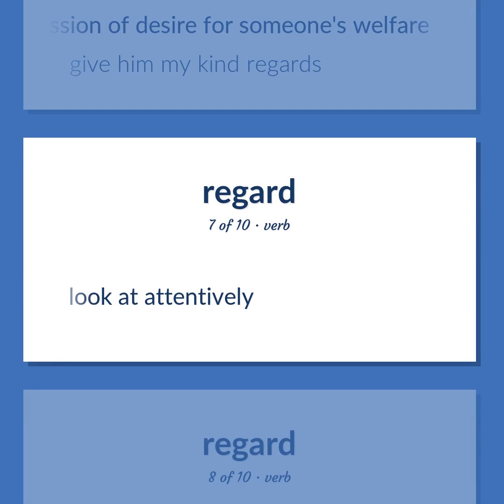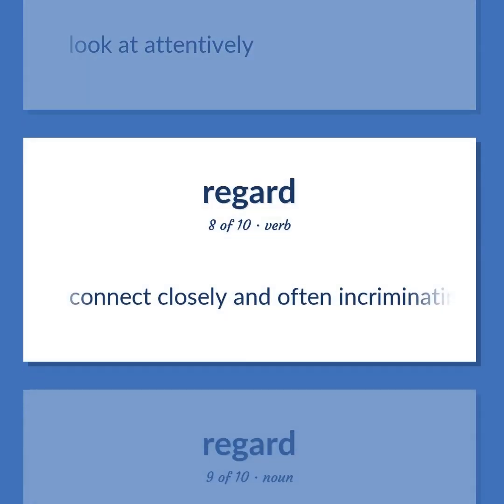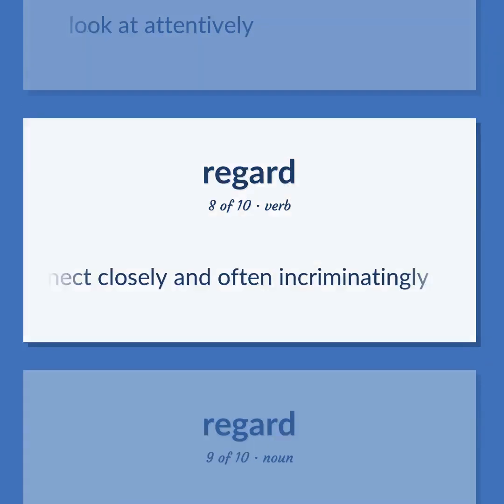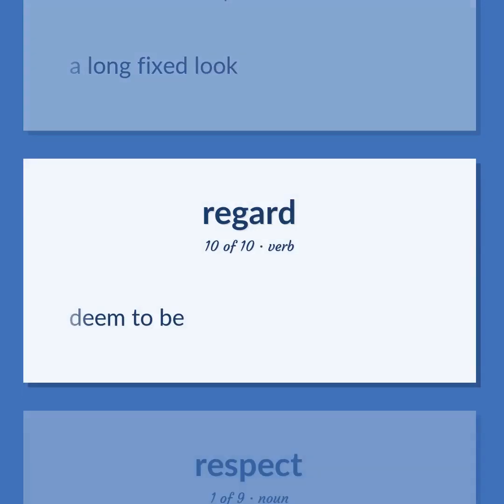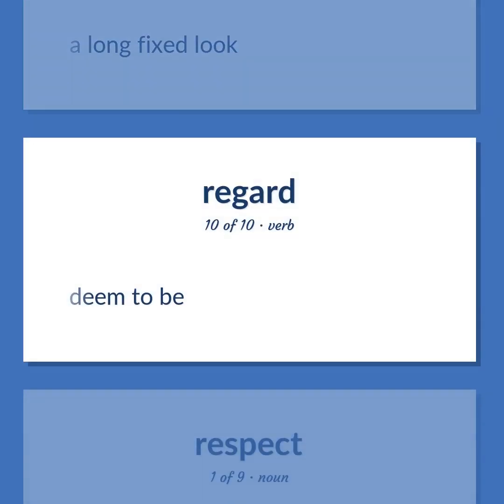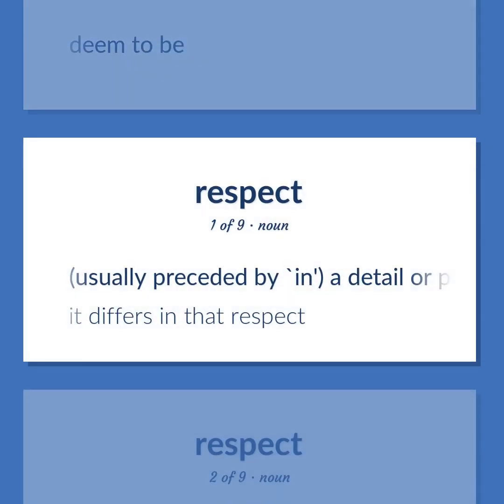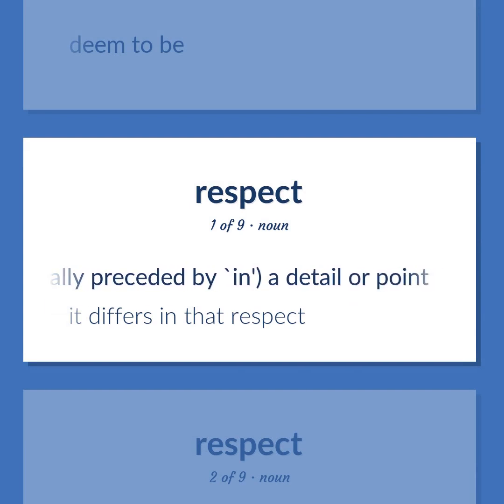Look at attentively. Connect closely and often incriminatingly. A long fixed look. Deem to be. Usually preceded by, in, a detail or point. It differs in that respect.